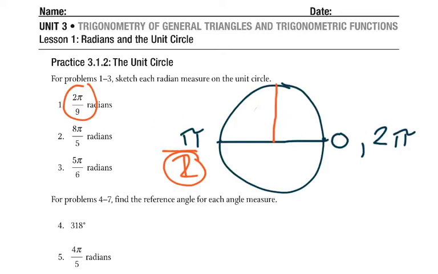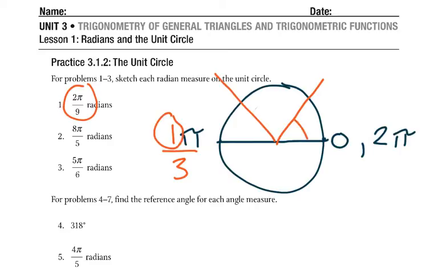What if I decided to make this 2 a 3? So I would cut this into thirds, and then I would say, okay, if I have one of those thirds, I go here. What if I had 2 thirds, 2 pi thirds? Well, I'd go right here. 3 pi thirds would be 1, 2, 3, 3 of those pieces. So this is the best way that I can think of to explain it.